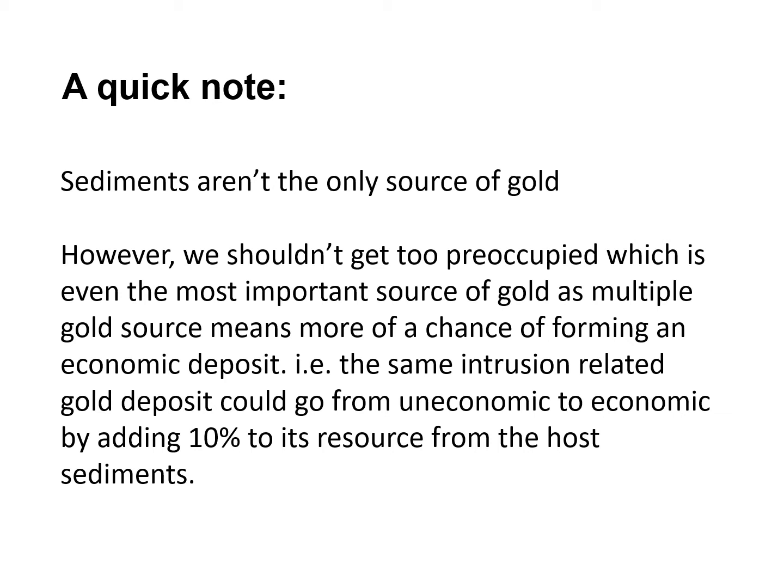So if we have an intrusion-related magmatic gold source for most of our gold, we're still better off if it's intruding into gold-rich sediments, because that could remobilize some of that and bring our deposit from being an anomaly to an actual deposit.